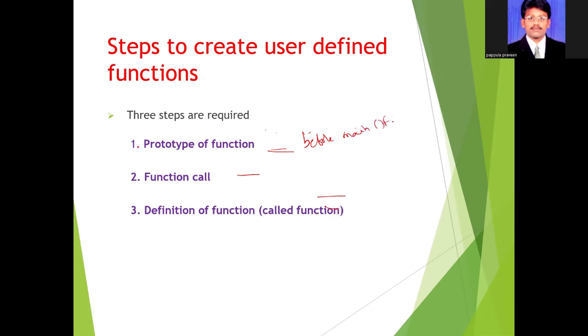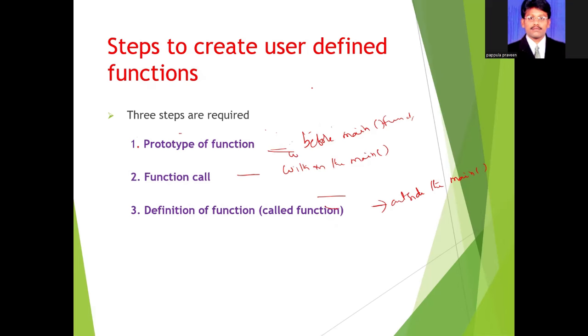Before main function. Now, the function call is always written within the main. You should write the function call within the main function, and the definition of the function outside the main. Clearly, I want to explain here the prototype of a function, and this is written before the main function.